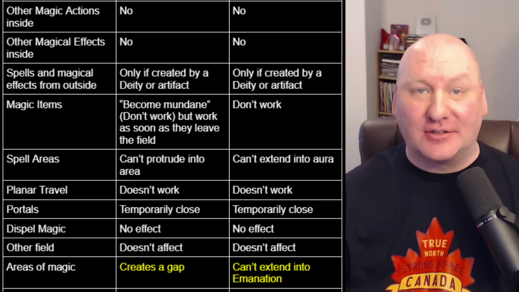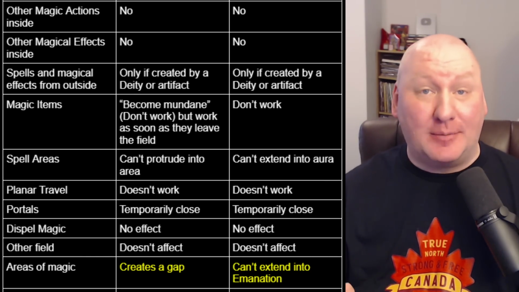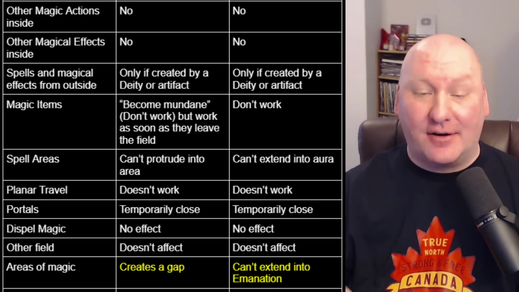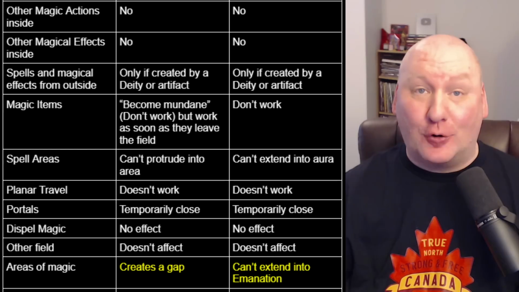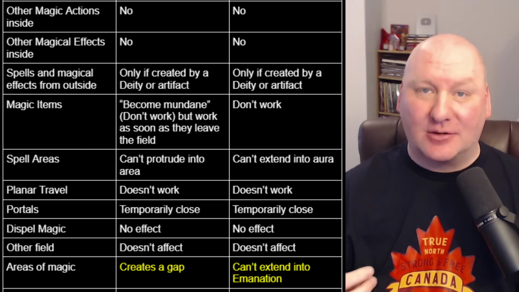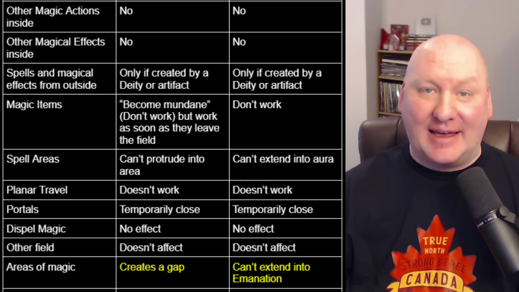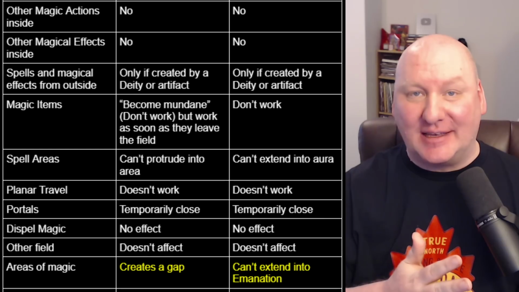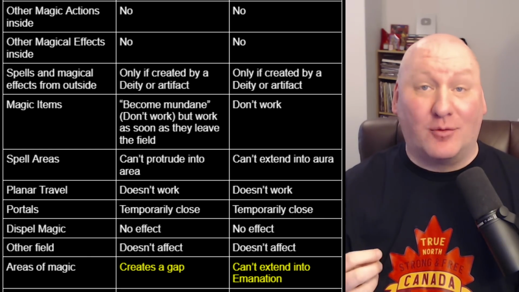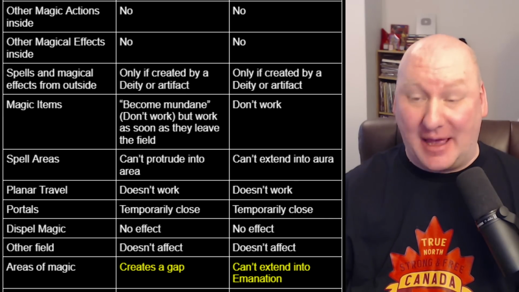areas of magic. So some spells have an area of effect. An example would be a lightning bolt. Lightning bolt creates a big long line, and that is an area of effect. And the 2014 version says specifically it creates a gap. That's the wording it uses. So you have the spell on one side, and then it's suppressed, or it can't extend into the aura, but then on the other side it continues. Well, with the 2024 version, it says it can't extend into the emanation.